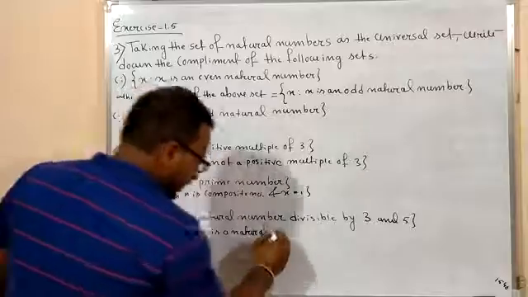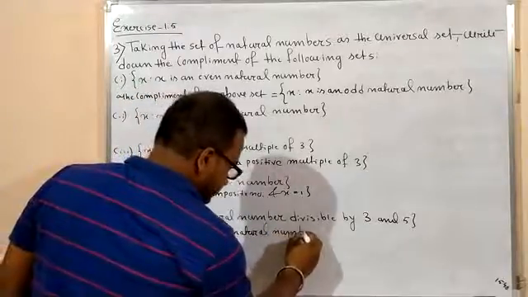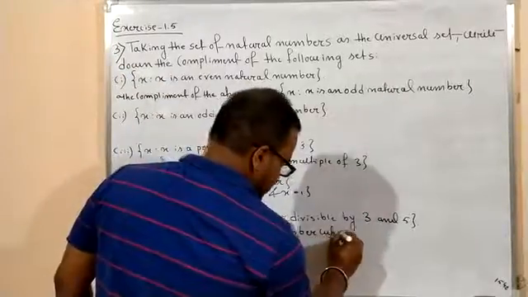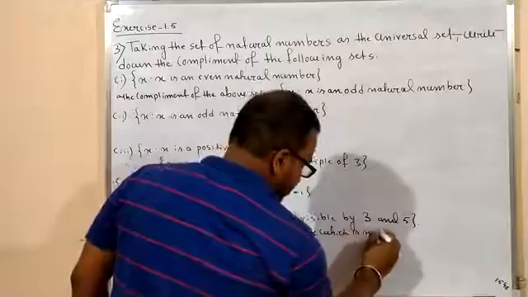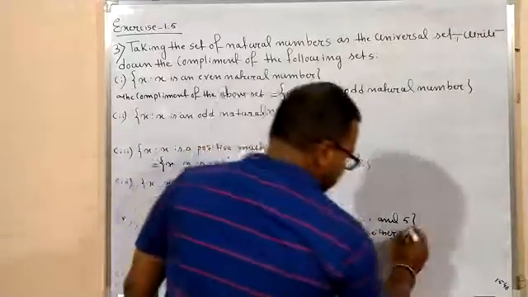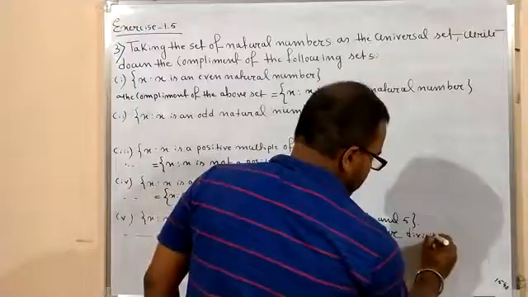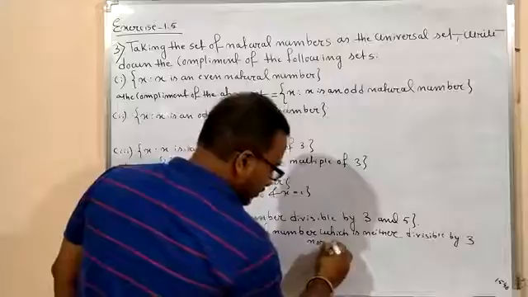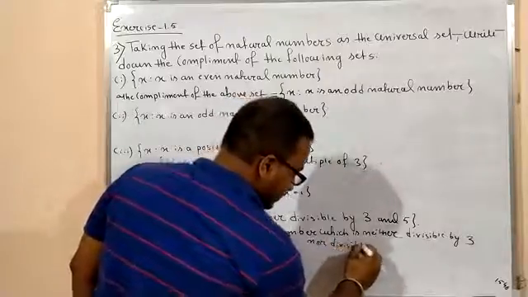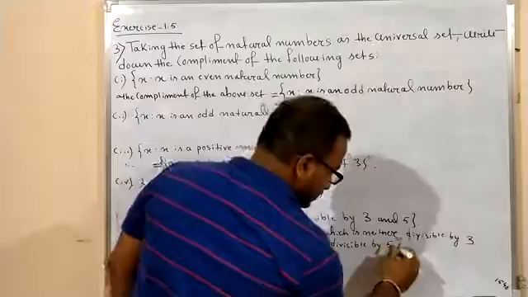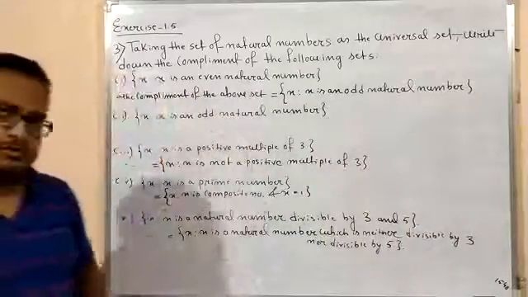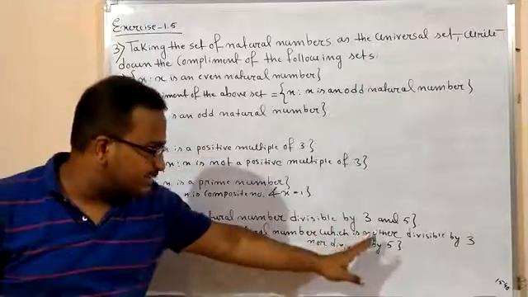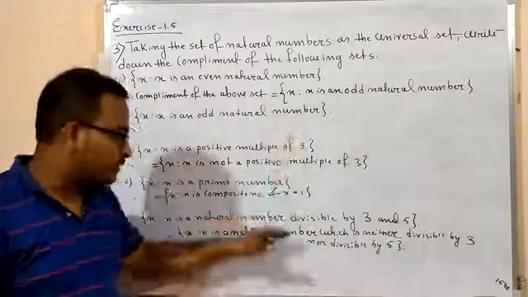which is neither divisible by 3 nor divisible by 5. Okay, X is a natural number which is neither divisible by 3 nor divisible by 5. So these are the complements of the sets.